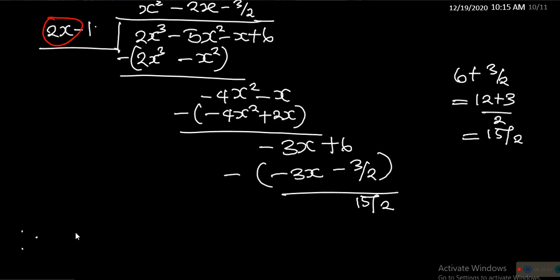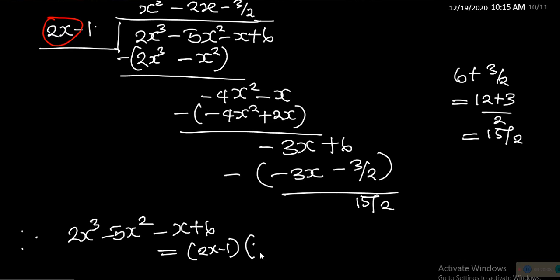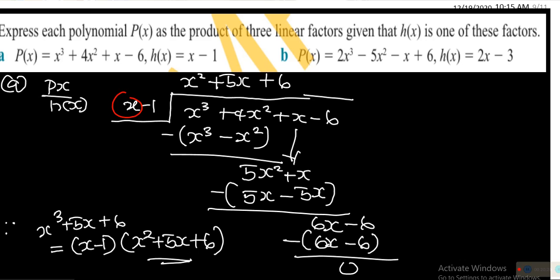So therefore, 2x cubed minus 5x squared minus x plus 6 is equal to the divisor 2x minus 1 multiplied by the quotient, which is x squared minus 2x minus 3 over 2, plus the remainder, which is 15 over 2. Okay, and we have it written and the problem is solved, guys.